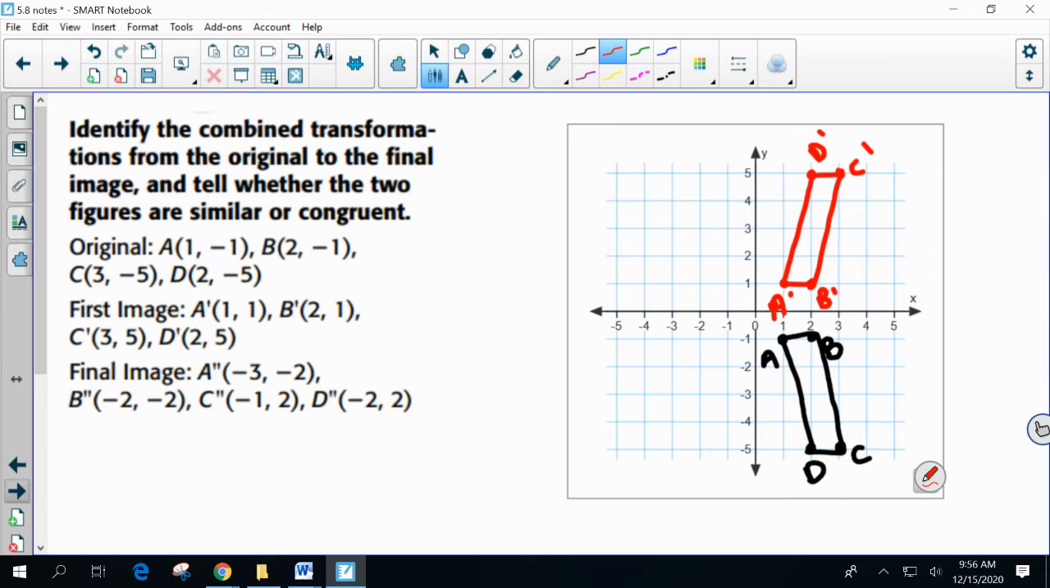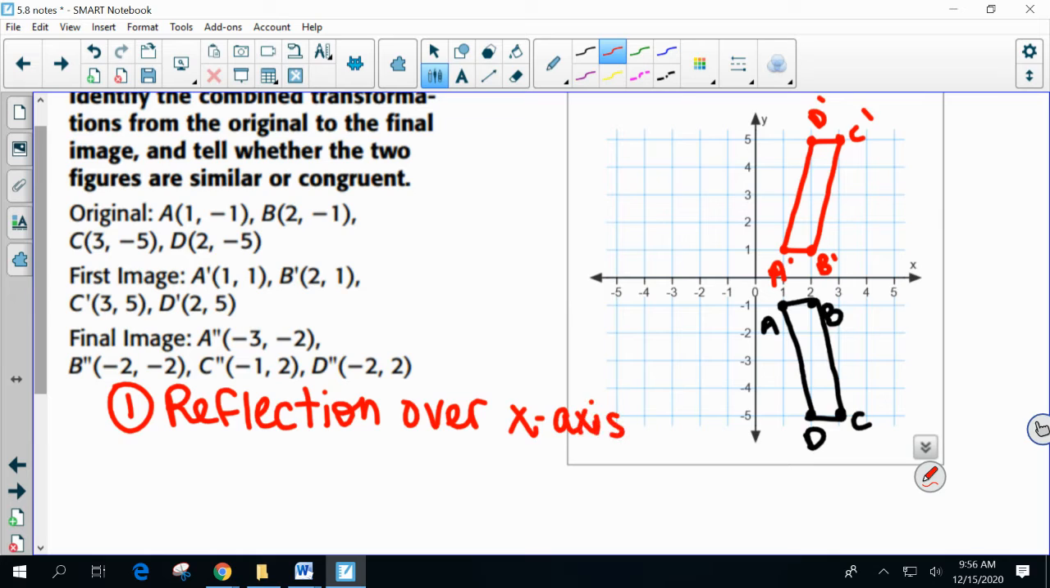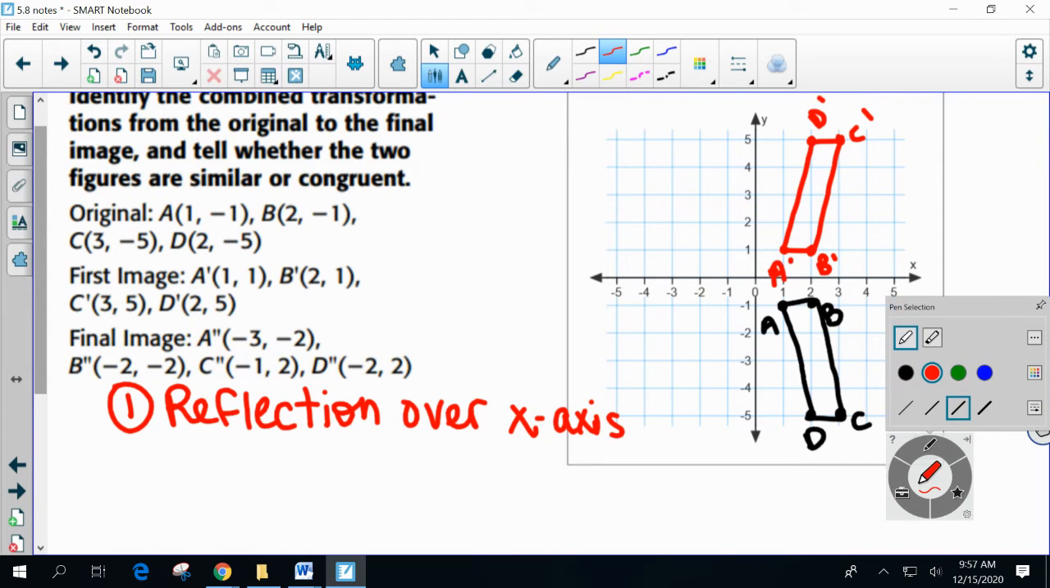Okay, so looking at these 2 parallelograms, what does it look like is happening as far as the transformation? Reflection. A reflection, I agree. And which axis would it be reflecting? The x-axis. So the first transformation is a reflection over the x-axis. All right, so now I would graph the final third image, and then we're going to do the transformation from the prime to the final.